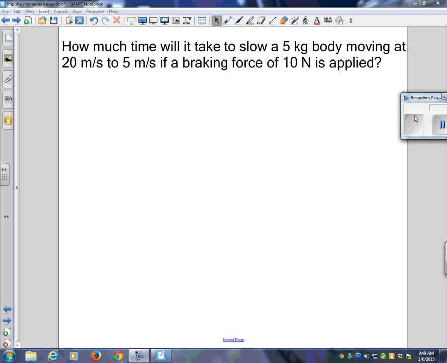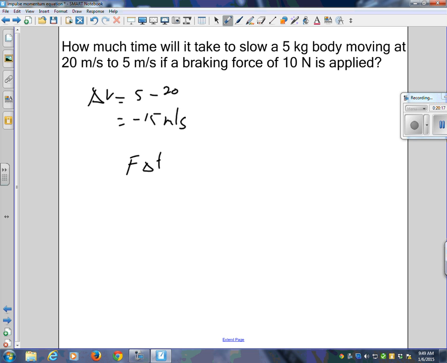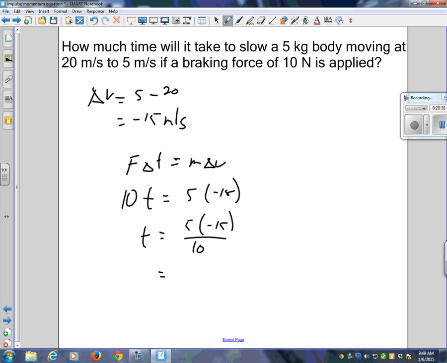Okay, let's have a look at this here. First thing to realize is you've got to find that delta V, right? It's going from 20 to 5, so the change in velocity is 5 minus 20. The velocity change is minus 15, right? Now plug it into F delta t equals m delta v, or the impulse momentum equation. How much time will it take? We're solving for t. The force is 10. 10t, 5 times minus 15. So t is 5 times minus 15 all over 10. It's going to be minus 7.5 newtons.